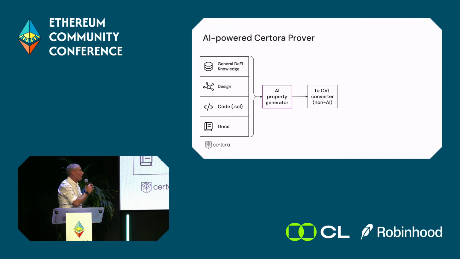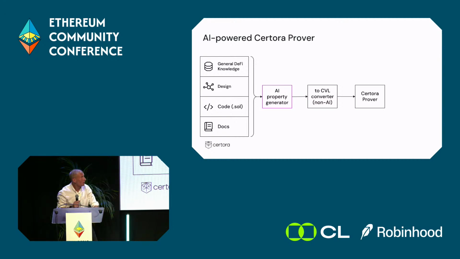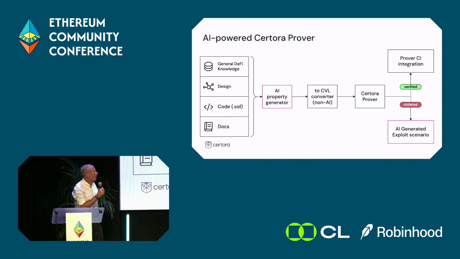Then we use a normal compiler. This is not very smart, but still you have to do it. You compile into CVL, our own domain-specific language for writing the properties. And then we run the Certora prover. This is an automatic tool. You can run it on the cloud. And if it verifies the property, you know it verifies. If you trust it, you increase your confidence in the code.